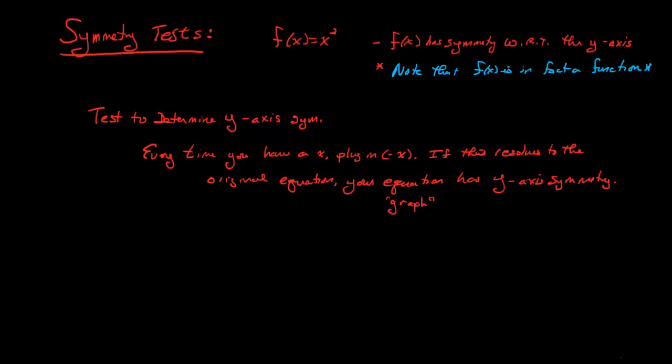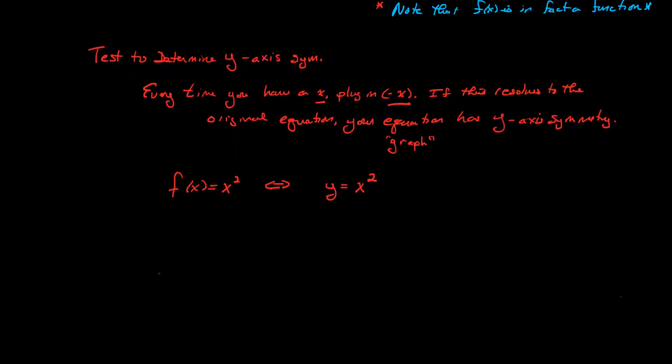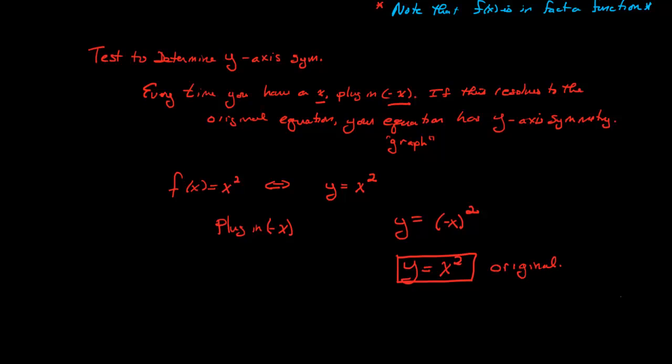So we're going to determine our y-axis symmetry by plugging in a negative x every time you see an x. Notice here we have f of x equals x squared, and that's the same thing as writing y equals x squared. F of x is the functional notation, and y is just the linear notation. If we want to test for y-axis symmetry, we plug in negative x for all values of x. So here we have y equals negative x squared. Whenever I square a negative, I know I'm going to have a positive, and this is the exact same as the original. Therefore, we know that we have y-axis symmetry.